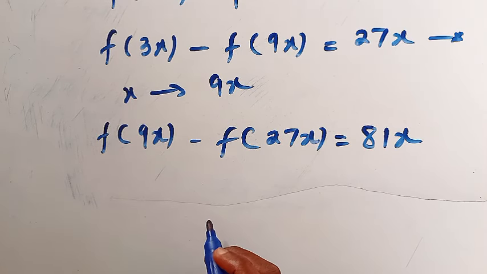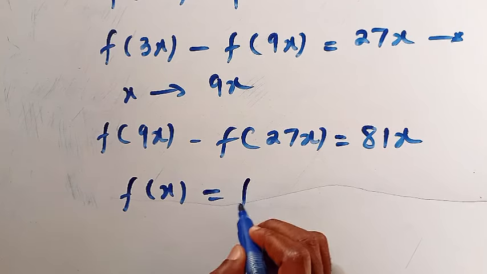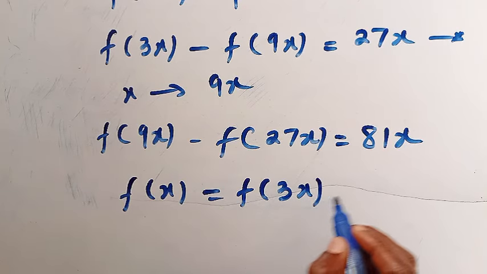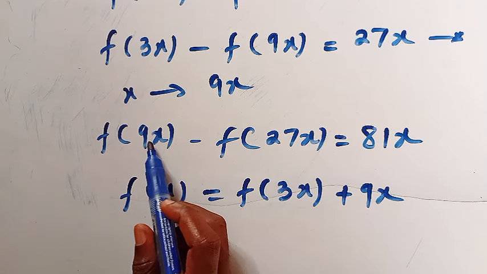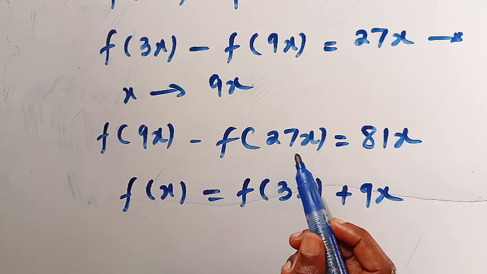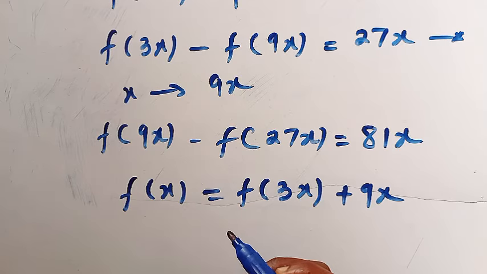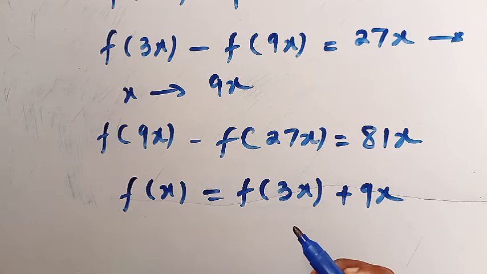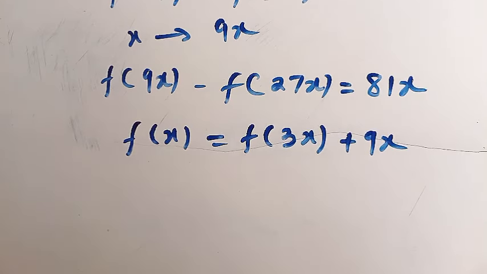But I want to make it general. Let's consider from the first equation. When we have f of x, this will equal f of 3x plus 9x. And the same thing applies to the other ones. f of 9x will equal f of 27x plus 81x. Likewise, f of 3x equals f of 9x plus 27x. Now, how can I derive the general format here?